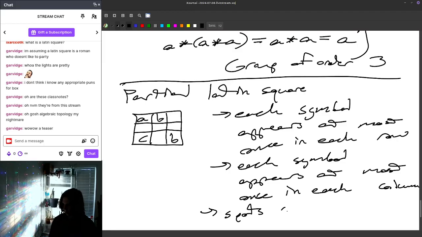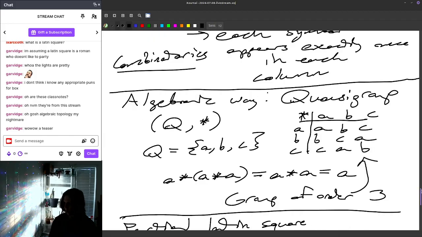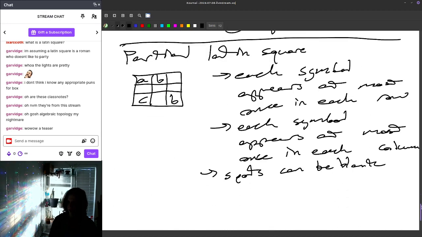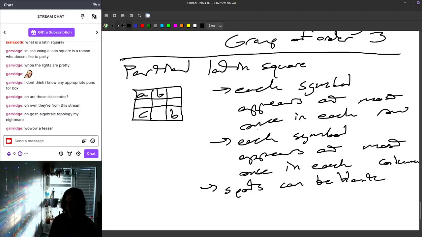I didn't really emphasize this before, but back here I was assuming that each of the spots in the square had to be filled in. That was something I would have stated explicitly if I was giving a formal definition. Here I'm allowing for spots in the partial Latin square to be blank. In other words, this is like an unsolved lazy Sudoku, where I only have to do the rows and columns.